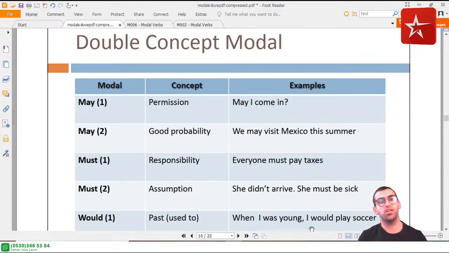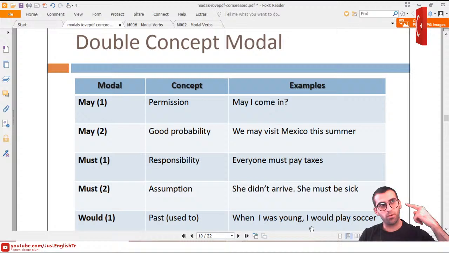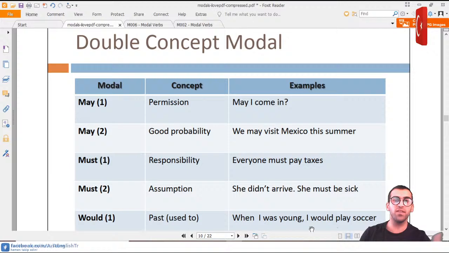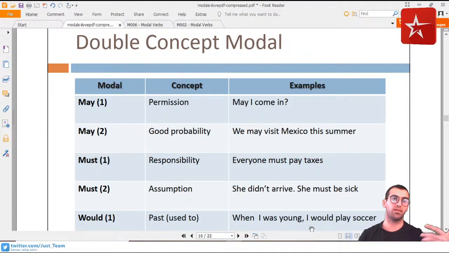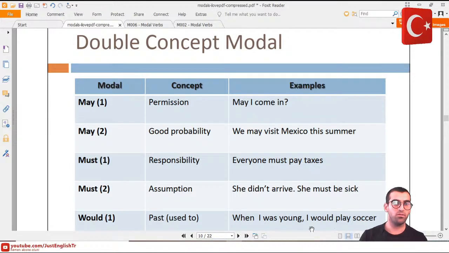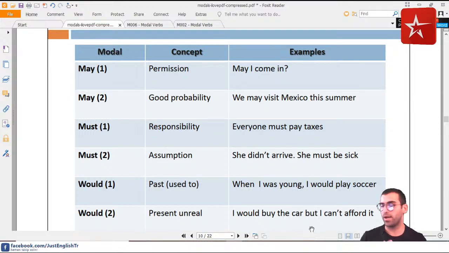Okay, so she didn't arrive. From my point of view, in my opinion, I think, I guess, I assume she must be sick. So if she didn't arrive, she must be sick. Okay, so this kind of meaning, the must, has. Okay. All right, and would also has two different meanings.